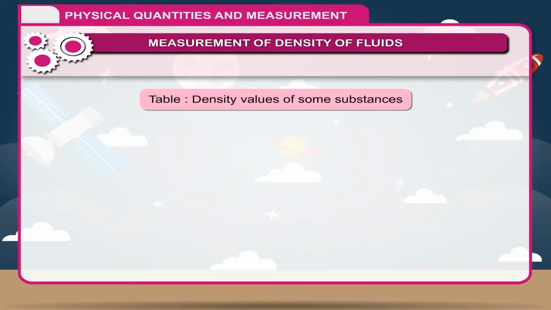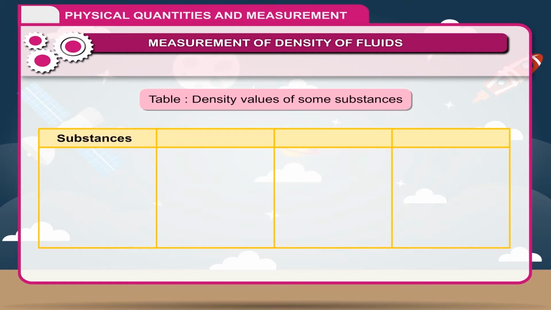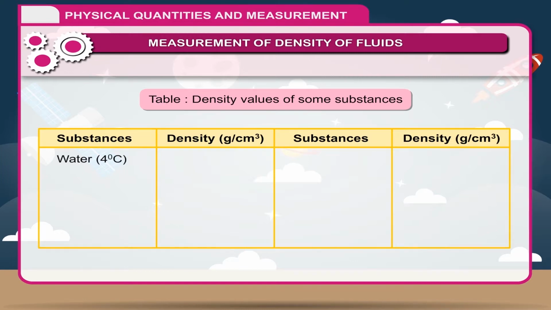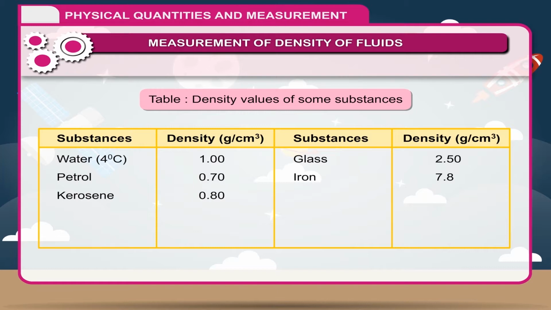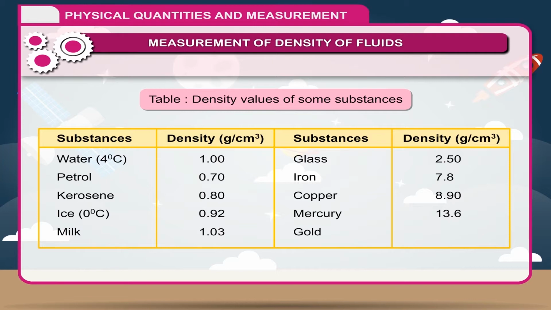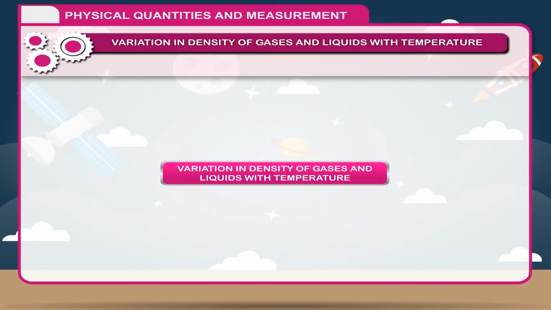Table: density values of substances. Substances: density gram per centimeter cube. Water 4 degrees Celsius, 1. Glass 2.50. Petrol 0.7. Iron 7.8. Kerosene 0.80. Copper 8.90. Ice 0 degrees Celsius, 0.92. Mercury 13.6. Milk 1.03. Gold 19.3.